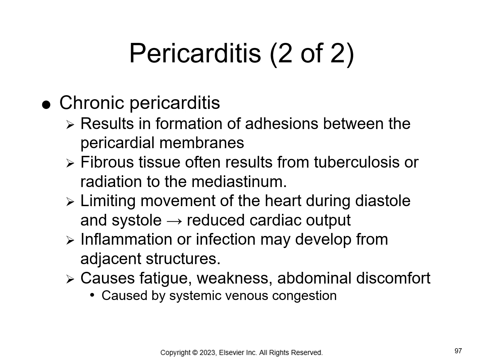Effusion can also be secondary to lack of protein or hypoproteinemia resulting from liver or kidney disease. Chronic pericarditis also causes fatigue, weakness, abdominal discomfort due to the systemic venous congestion. Effusion and cardiac tamponade can lead to distended neck veins, faint heart sounds, pulsus paradoxus, in which your systolic blood pressure drops 10 millimeters during inspiration.